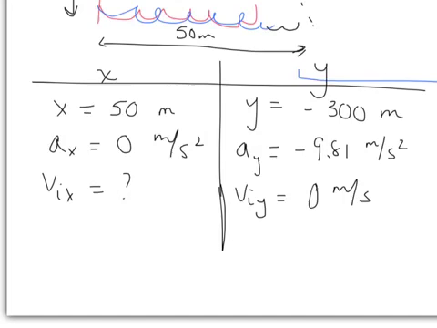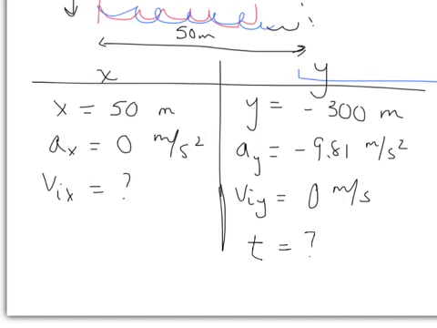Think about it. If this person jumps and lands in the water, the time it takes in the x is the same as the time in the y. There's no difference. Just because they're traveling in 2 dimensions, it's still the same time. So let's write this down in big letters: time is your linking variable. It links the directions together.